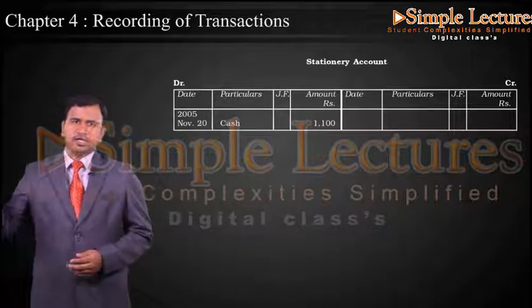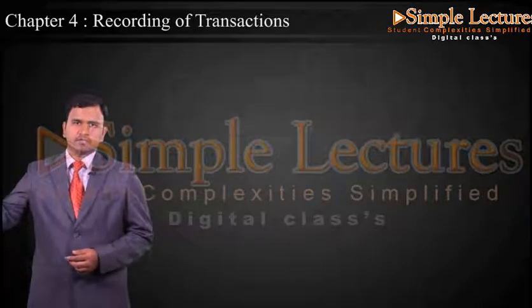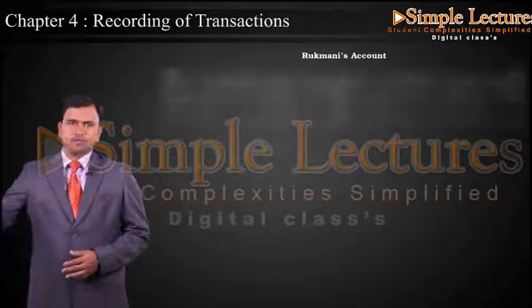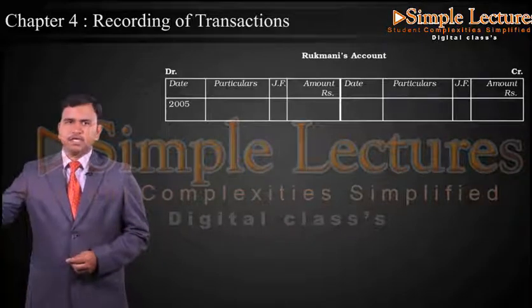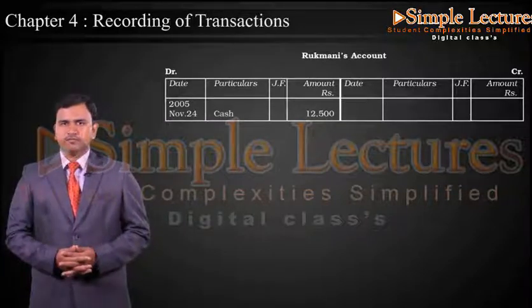So here again it will be posted from credit side to the debit side. So title of the table will be Rukmini account. Again format remains the same. Debit side date November 24th to cash account 12,500.